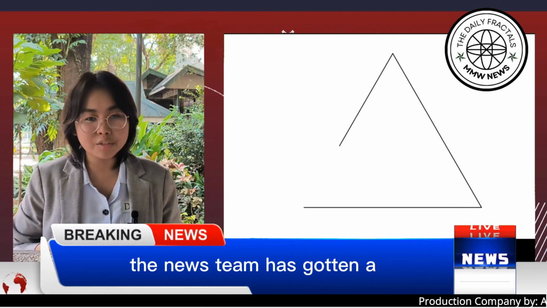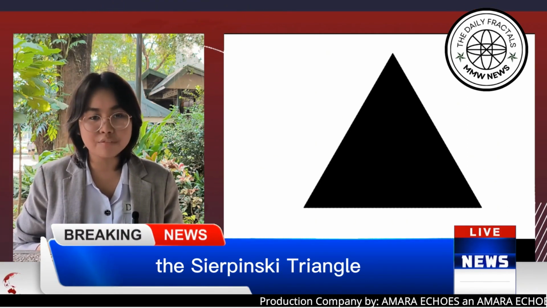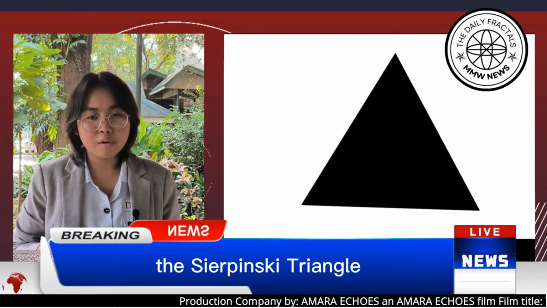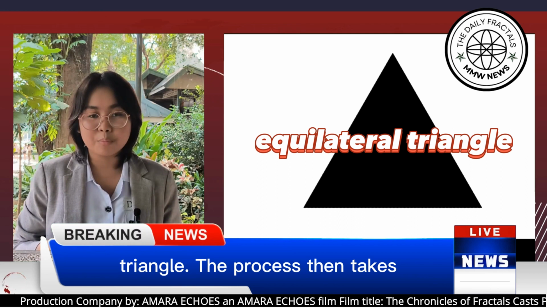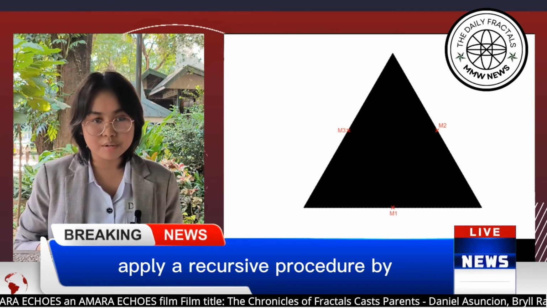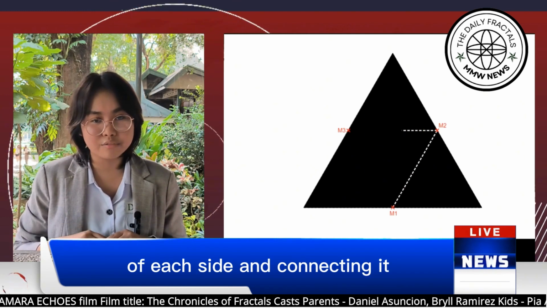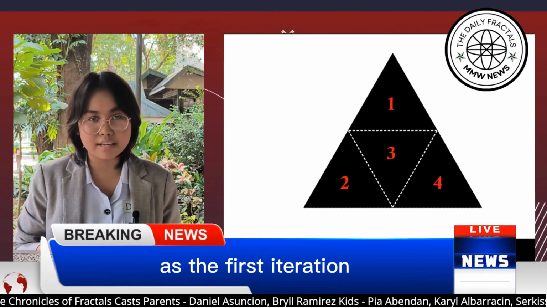And just in, the news team has gotten a statement concerning the issue of the first iteration of the Sierpinski triangle. According to the official, we start with the plain equilateral triangle. The process then takes a remarkable turn when we apply a recursive procedure by marking 3 points on the middle of each side and connecting them. This is now considered as the first iteration.